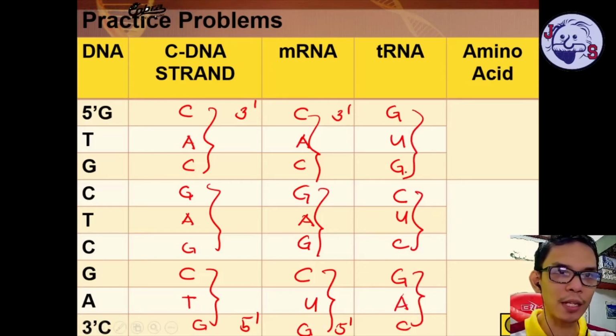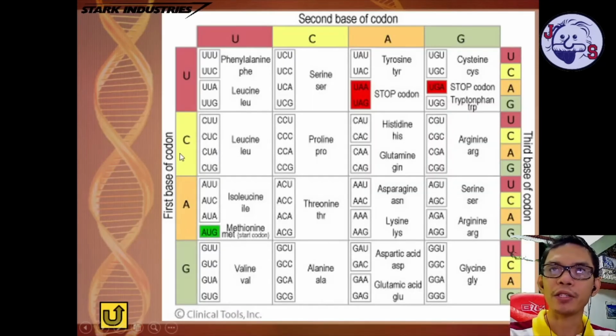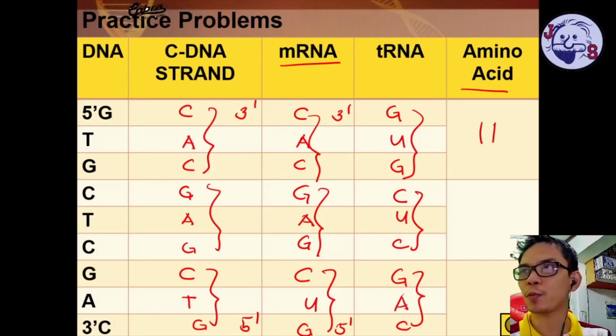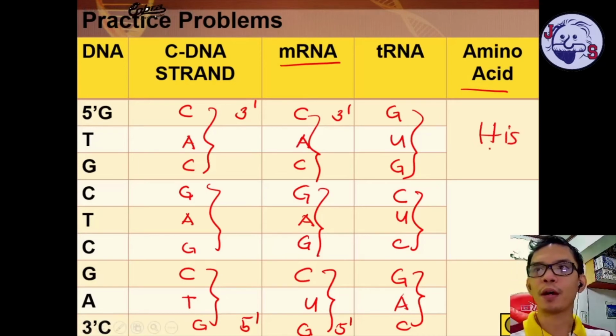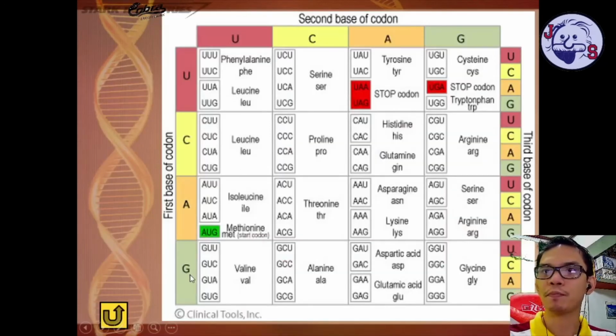Lastly, we will use the mRNA to find out the amino acid using the codon chart. In this case, we have the CAC. C, A, C. That was histidine. Alright, so CAC stands for histidine. Next one, we have the GAG. So this is the GAG.